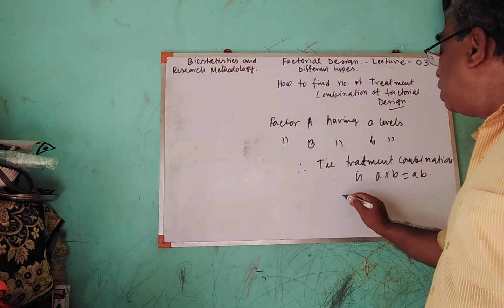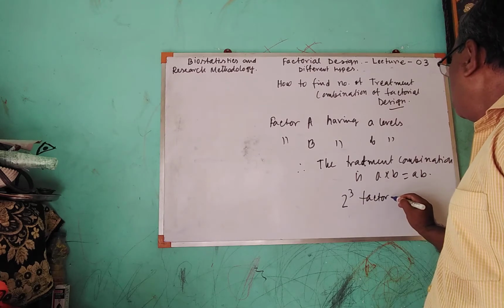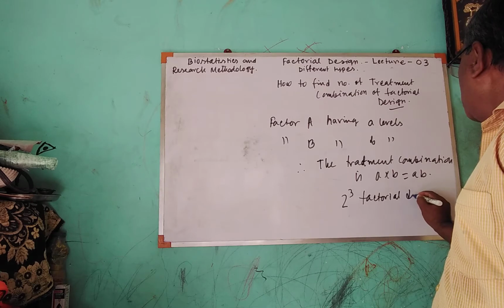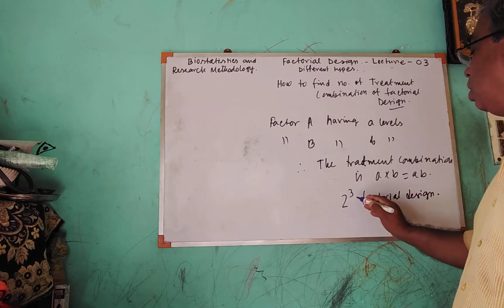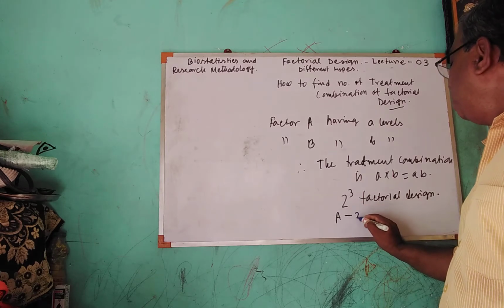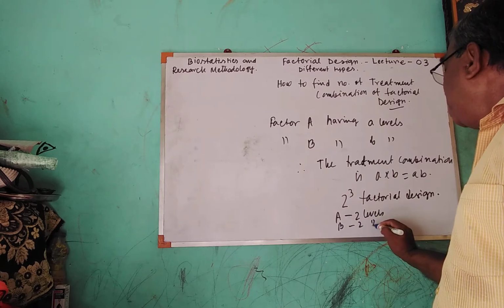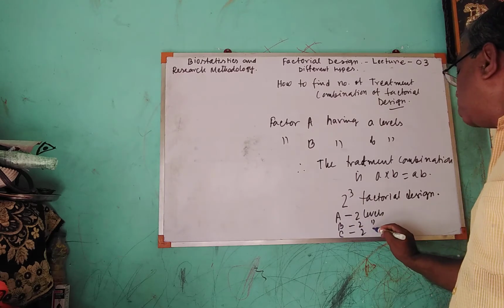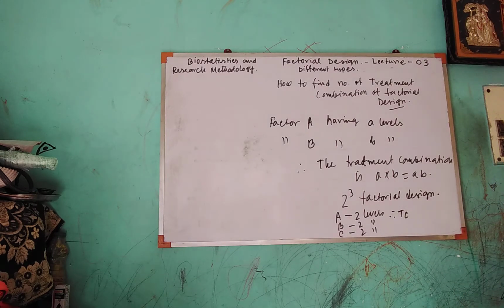Suppose in a 2 to the power 3 factorial design, for example: how many factors? Factor A having how many levels? 2 levels. Factor B, 2 levels. Factor C, 2 levels. So therefore, treatment combination, denoted by TC, equals 2 into 2 into 2. That comes to 8 treatment combinations.